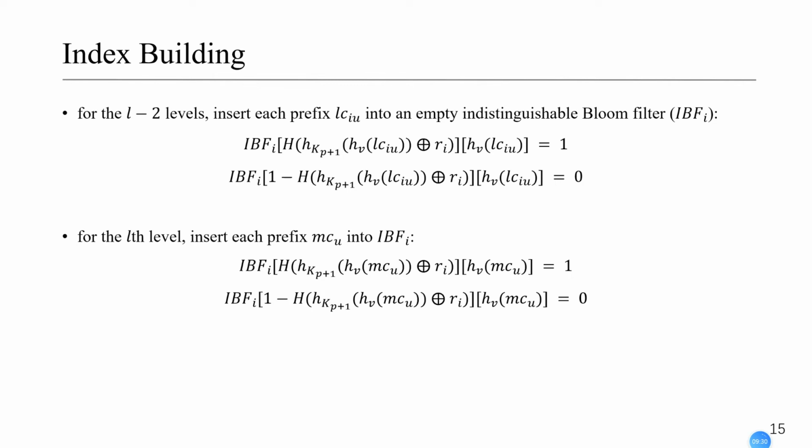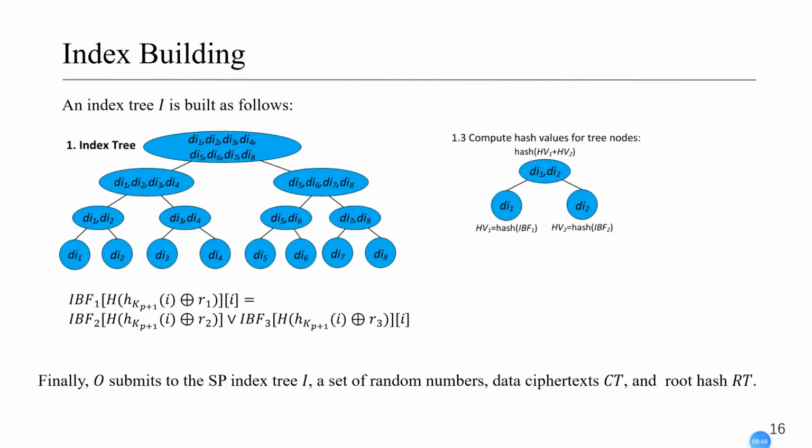For the first L-2 levels, the data owner inserts each prefix LC into an empty indistinguishable Bloom filter, which is IBF. For the L level, insert each prefix MC into an IBF. When processing all data items, the data owner obtains N IBFs and builds an index tree from bottom to up. The non-leaf node's IBF and hash value are computed from its left and right children's IBF and hash values.